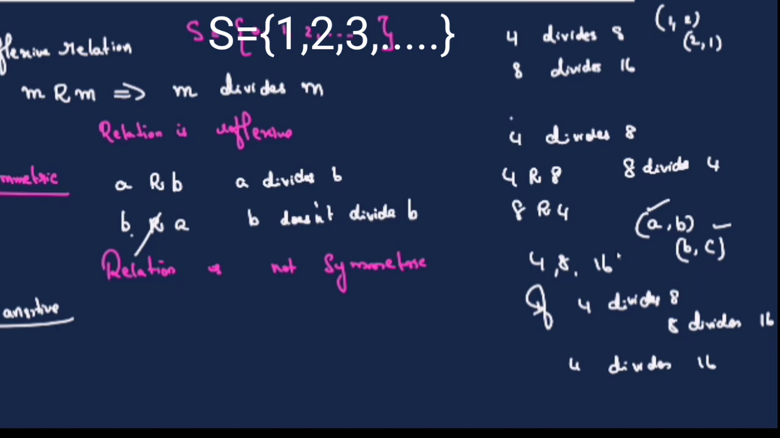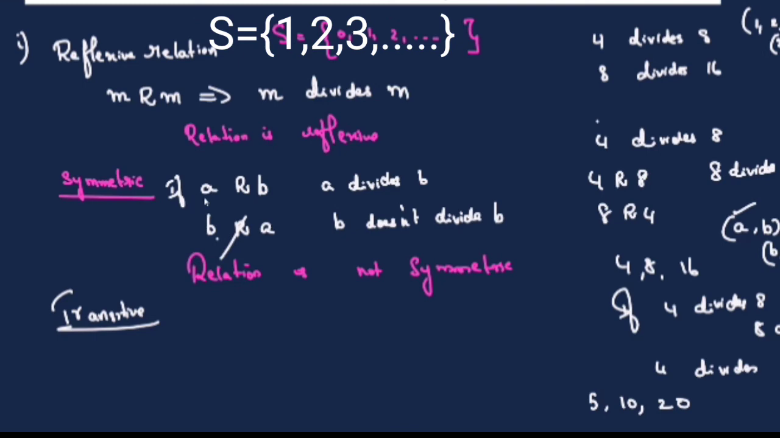5, 10 and 20 you take. 5 divides 10? Yes. 10 divides 20? Yes. 5 divides 20 then? Yes. There will be multiple examples. So, it is transitive.